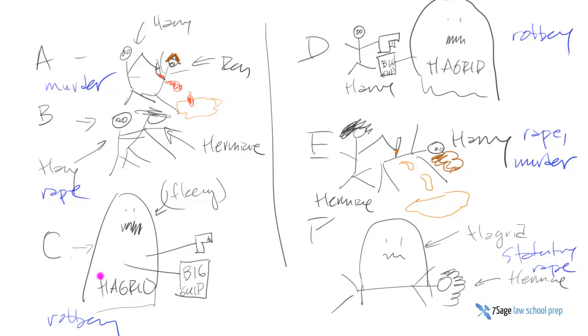Then out of nowhere, Hagrid, who looks a lot like, I don't know, one of the ghosts from Pac-Man, goes and robs a 7-Eleven for a really big gulp because he's a really big guy. And then Harry uses this muggle weapon to rob Hagrid, and poor Hagrid has to hand over his big gulp. Then Hermione, traumatized by the rape, goes and finds Harry and rapes him and murders him in cold blood. And then, just to round things off, Hagrid has consensual sex with Hermione, but it's statutory rape because she's obviously a young one. Now, in going over these facts, ask yourself, which is the best way to organize the exam?